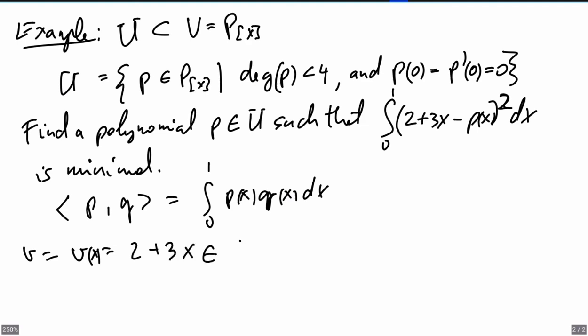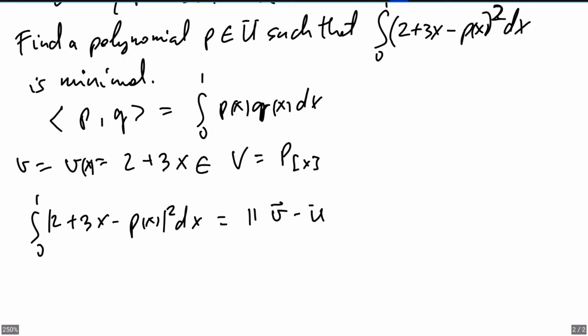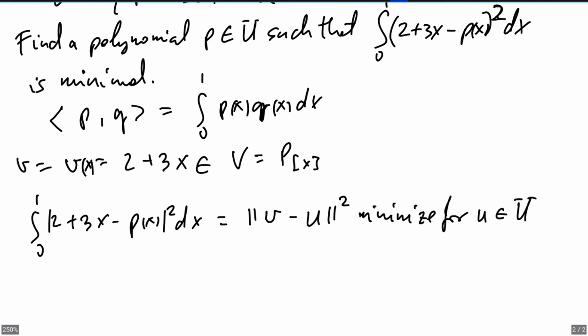So this is an element of the V space, which is the polynomial space. And then the integral that we want to minimize, with this notation, is actually the norm squared of the difference between the V and U vectors. For function spaces, let's not write out the vector notation. Let me just write the norm squared of V minus U, and we want to minimize this. So minimize over U from the subspace U.